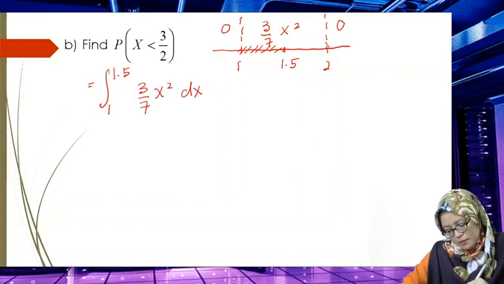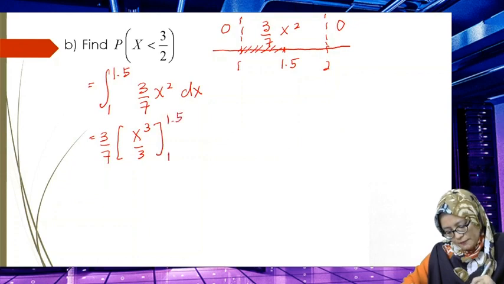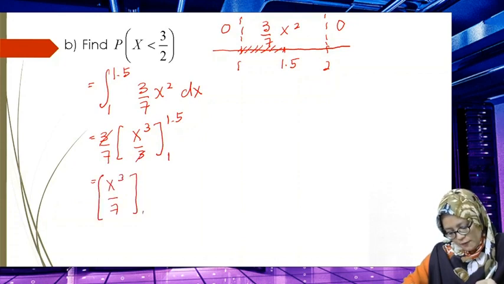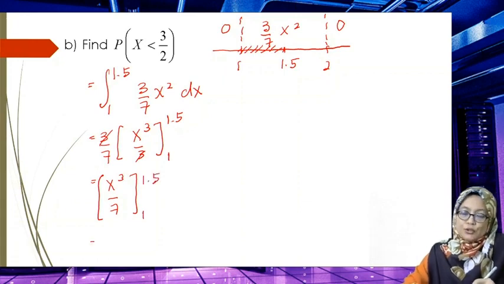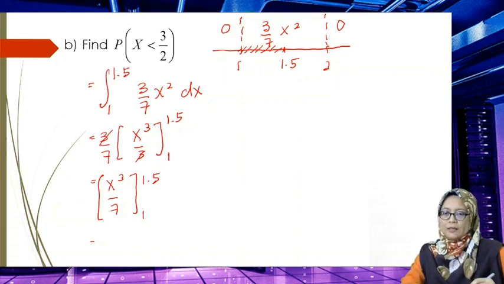Okay, macam tadi juga, so 3 over 7 is a constant. So ia akan integrate x square, so dapat x cube over 3. Substitute value from 1 to 1.5. So simplify, awak akan dapat x cube over 7. Substitute value from 1 until 1.5. So show everything in your calculation.